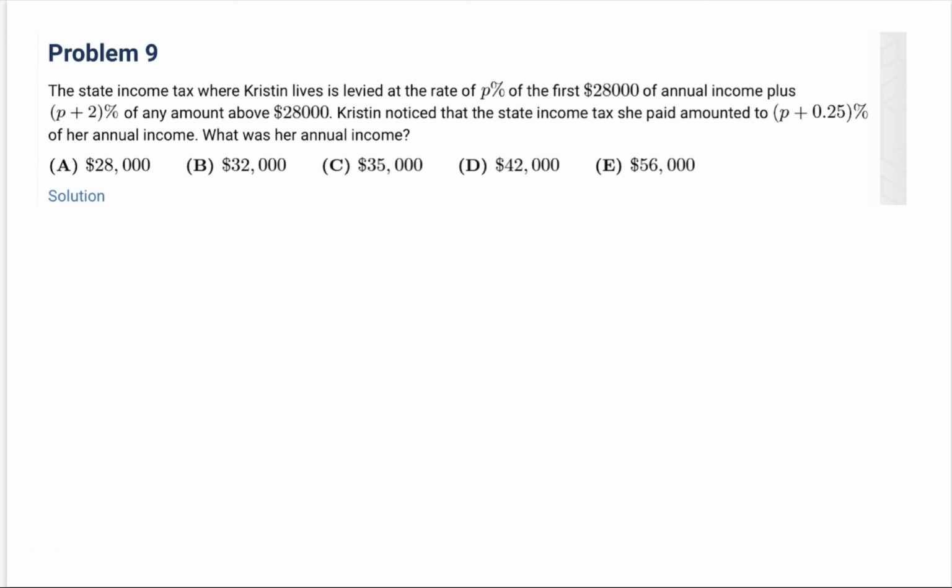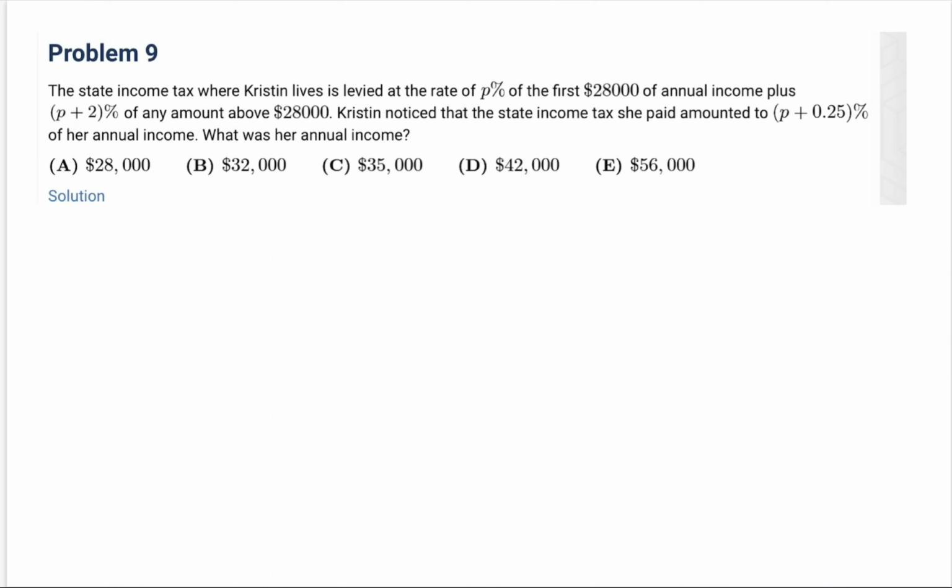Problem number 9: the state income tax where Kristen lives is levied at the rate of P% of the first $28,000 of annual income plus P plus 2% of any amount above $28,000. The state income tax she paid amounted to P plus 0.25% of her annual income. Since it's more than P%, that means she earns more than $28,000.